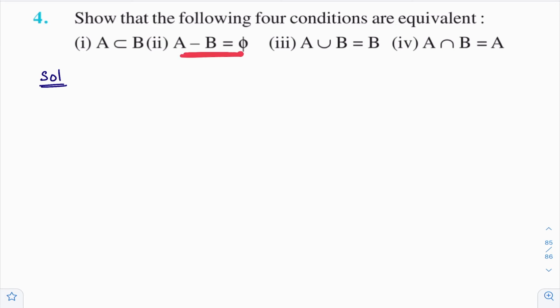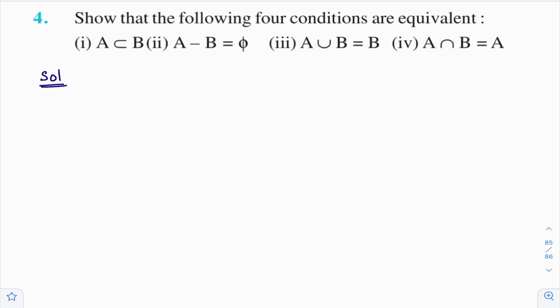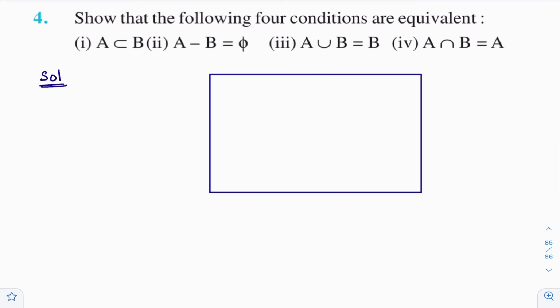When A minus B equal to phi, then A is a subset of B. When A minus B equal to phi, A union B equal to B. When A minus B is phi, A intersection B equal to A. Like that, all these are if and only if conditions. Here I don't want to confuse you by saying that X belongs to A implies X belongs to B, and X belongs to A but X not belongs to B, like that. I just want to do it as simple as possible. I'll explain this with the help of a Venn diagram.